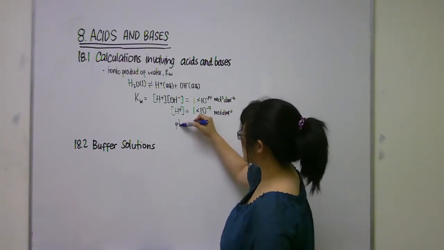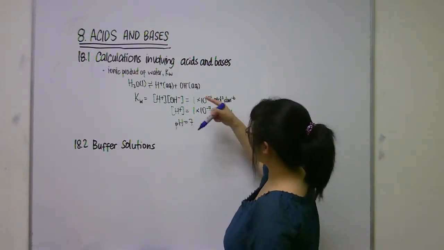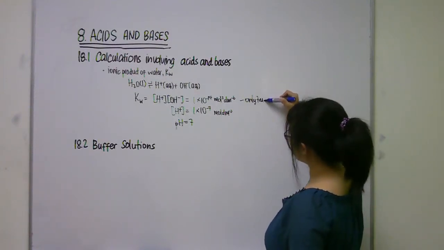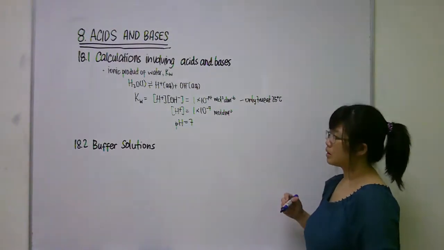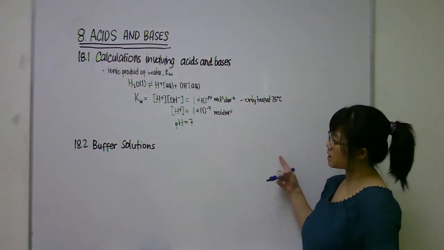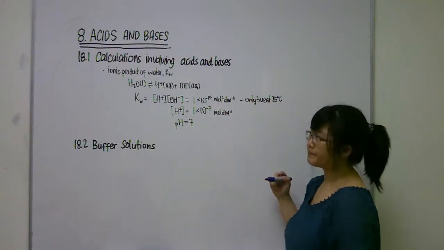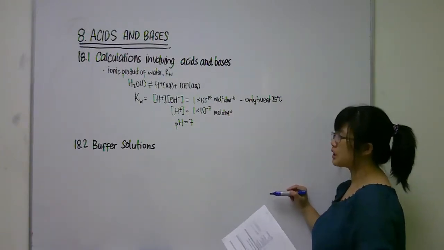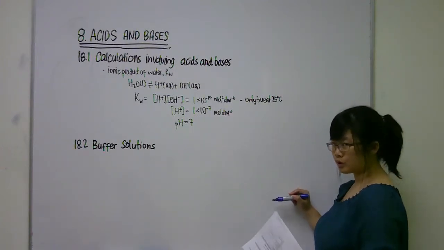And because of that the pH is 7. But this is only true at 25 degrees Celsius, which means at 25 degrees Celsius the pH of pure water will be 7. Next, you need to explain the effect of changing temperature on the pH of water.